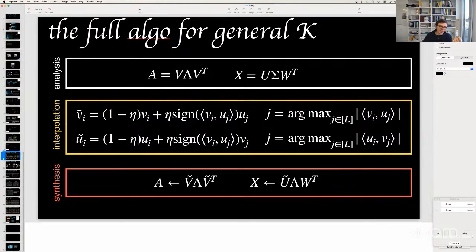Sorry, it's a very sloppy slide. So i goes from 1 to L. We go over the top L eigenvectors. We update all of them a little. And then we resynthesize here. And then we do it again, for some prescribed number of iterations, as a hyperparameter.